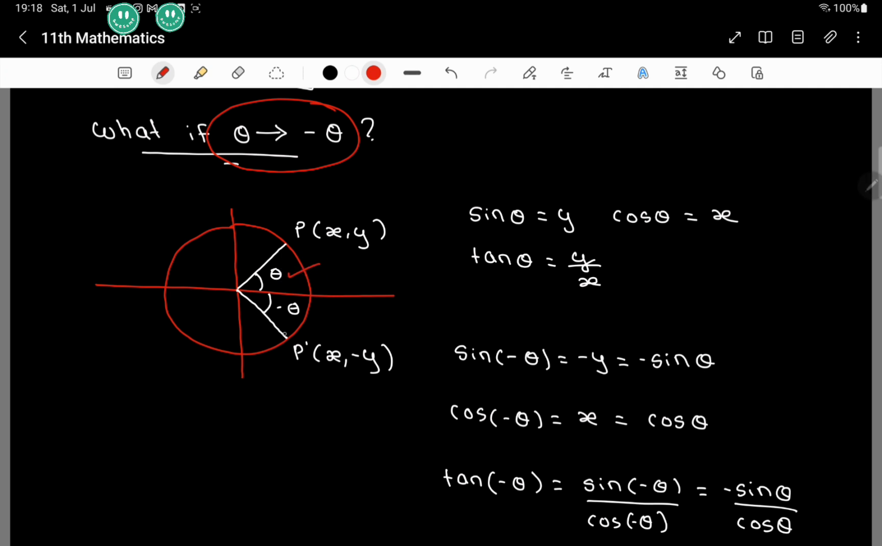Therefore, we have angle theta like this and minus theta angle as shown in the figure. So, sin theta is equal to y, cos theta is equal to x and tan theta is equal to y by x.